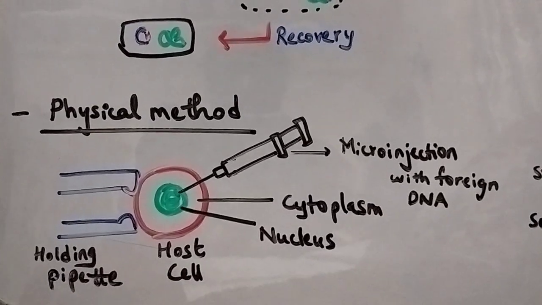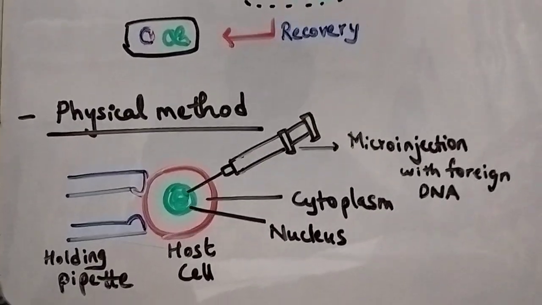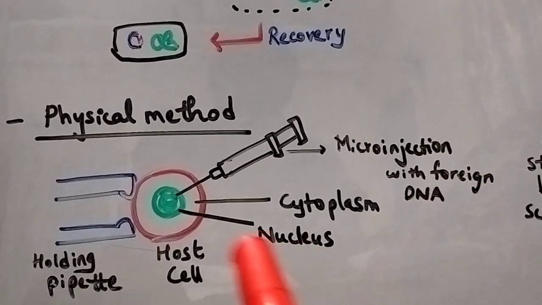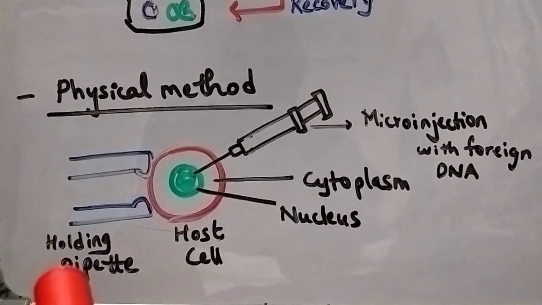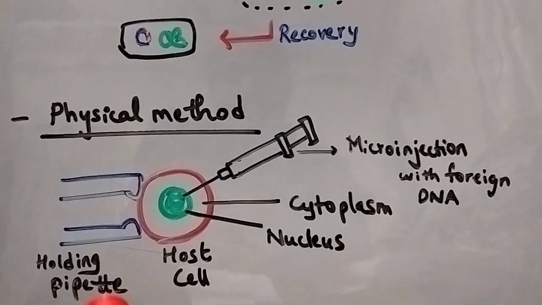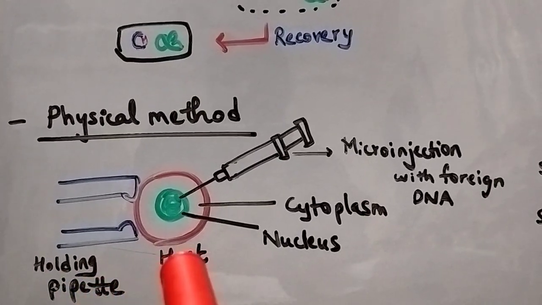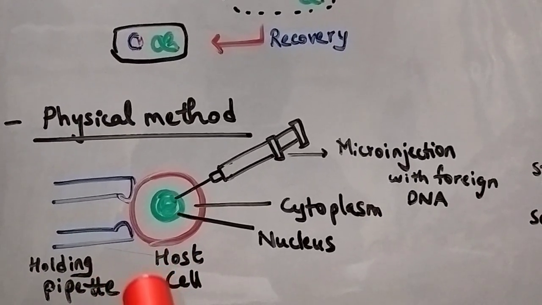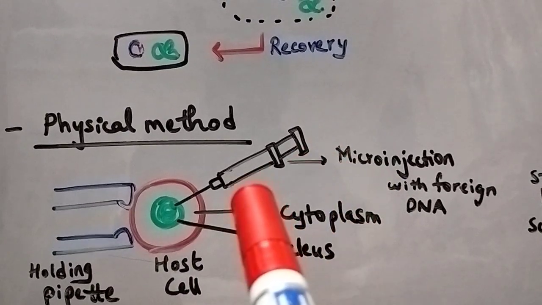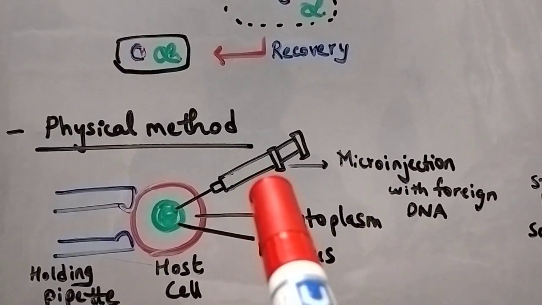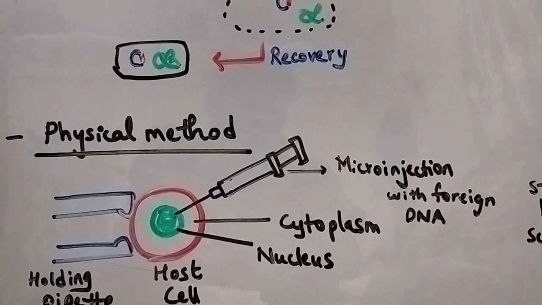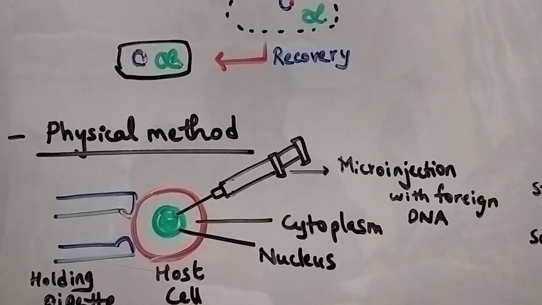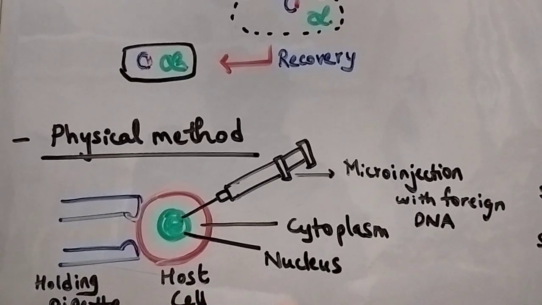Now moving on to the second method, that is physical method, also known as microinjection method. In this method, rDNA is directly injected into the nucleus of the host cell. As you can see in the diagram, this is the holding pipette, which along with a small suction force holds the host cell at one place. Then a microinjection needle consisting of the foreign DNA delivers the foreign DNA directly into the nucleus of the host cell or into a living nucleus of the living cell, oocyte or embryo.